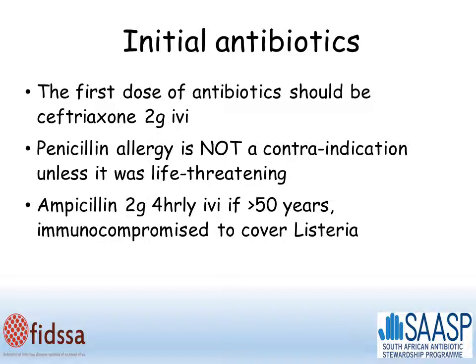Ceftriaxone does not treat Listeria monocytogenes, so in patients who are at risk of this infection, you need to add ampicillin 2 grams 4 hourly. The risk factors are not well described, but in general, any patient greater than 50 years or immunocompromised due to long-term steroids or chronic alcoholism, for example, should be treated with ampicillin in the first instance.